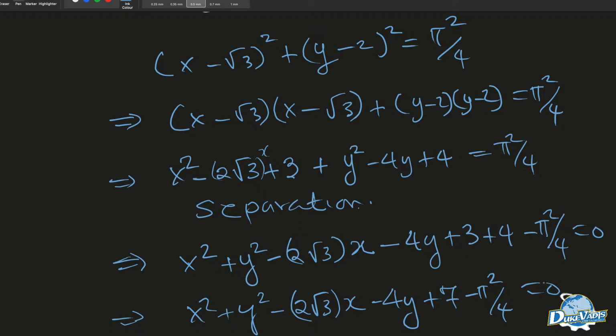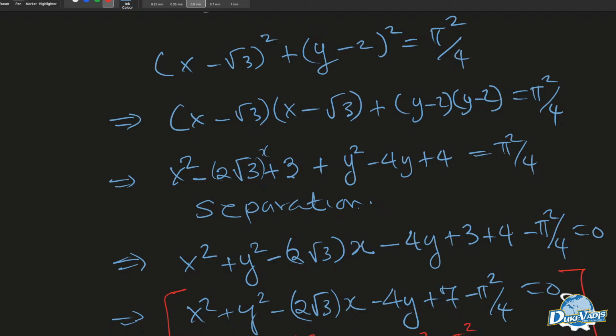So in effect, we shouldn't be confused. This equation here is the same as (x minus root 3) squared plus (y minus 2) squared is equal to pi squared over 4. And these are the same equation.